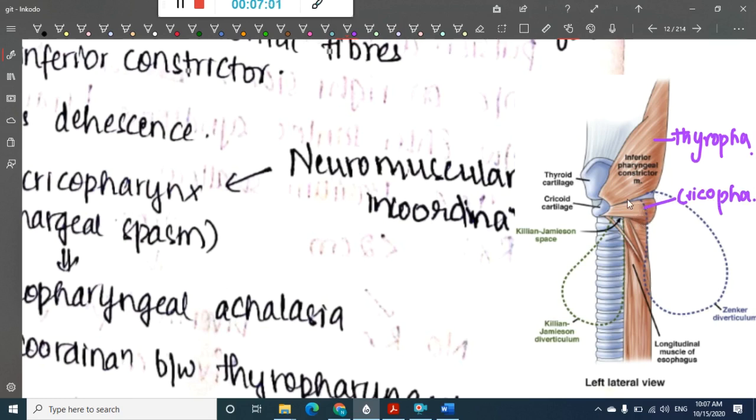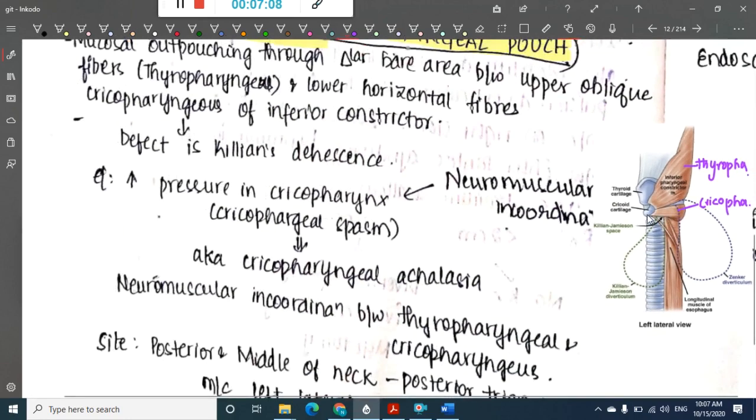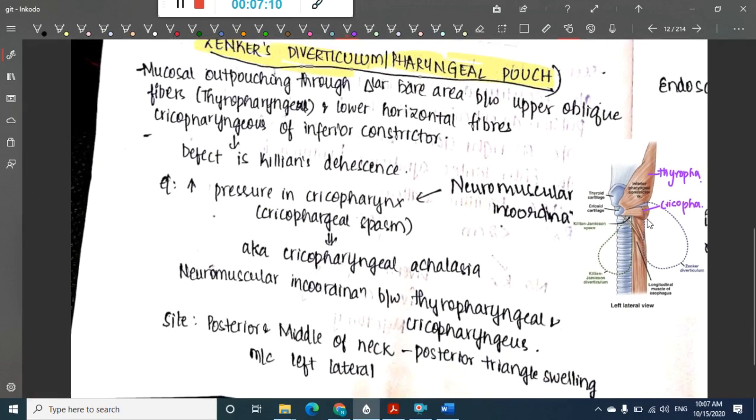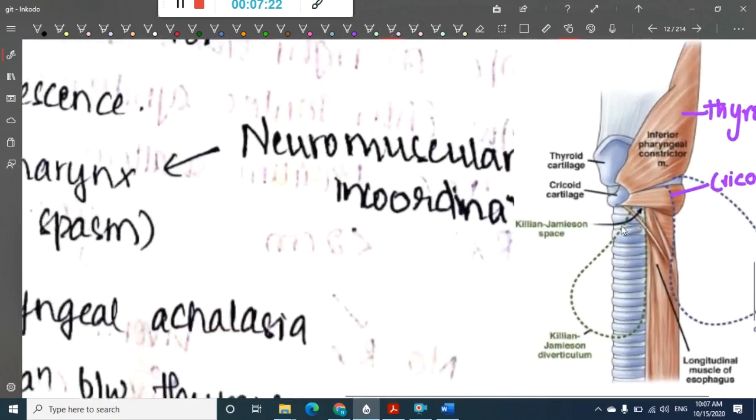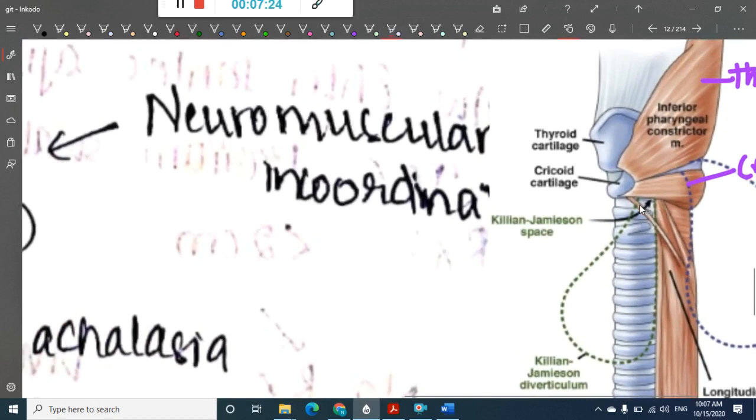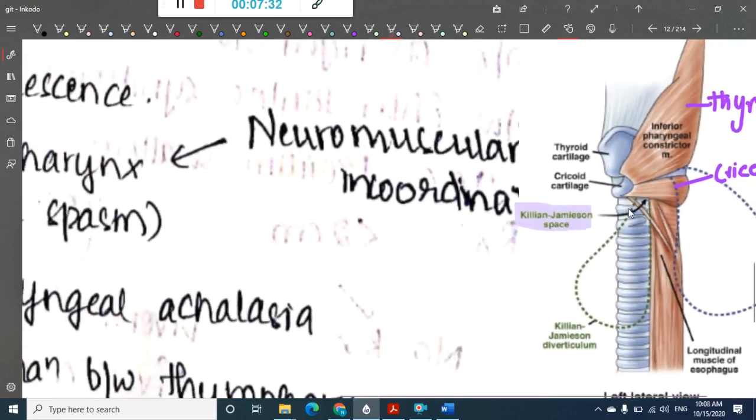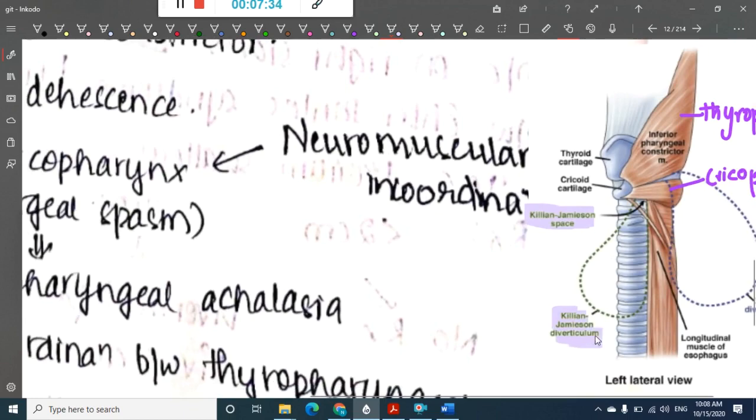There is a potentially weak space, and the esophageal wall starts to outpouch through this weak space between the thyropharyngeus and cricopharyngeus muscles. So this defect is called Zenker's diverticulum, right? If a similar type of diverticulum occurs on the medial side of the neck, below the cricoid cartilage, then that is called Killian-Jamison's diverticulum, okay.